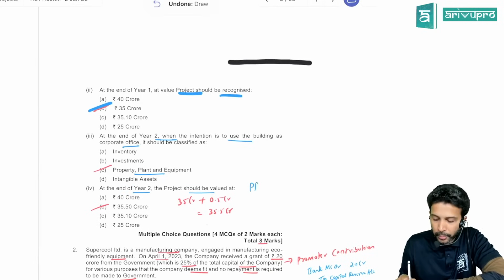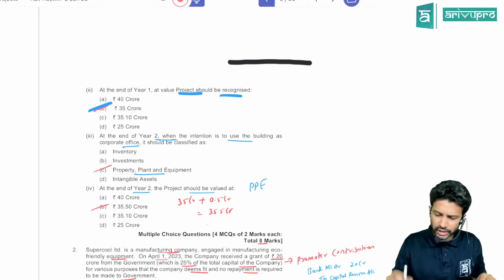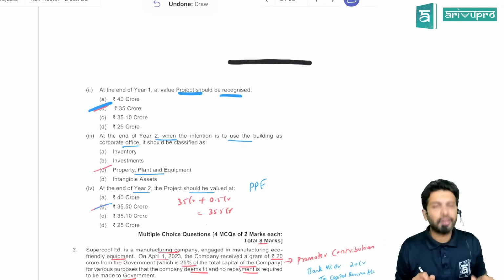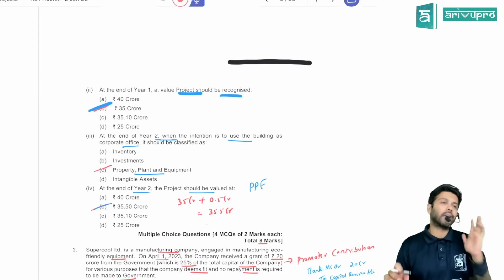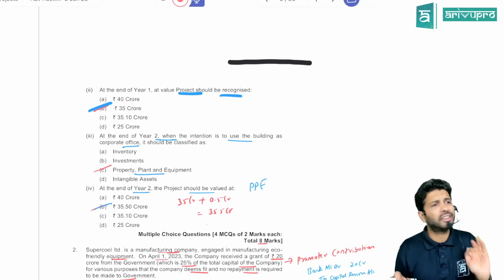This project now is property, plant and equipment. How much will it be valued at? They asked us to ignore depreciation. That means ignoring depreciation, PPE ka value will be how much? 35.5 crores. So B for Bengaluru is the right option over here. Pretty straightforward case combining AS 2 and AS 10.